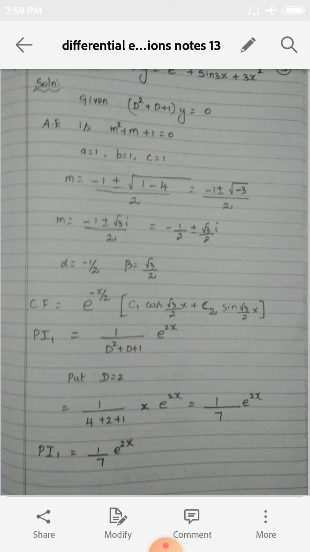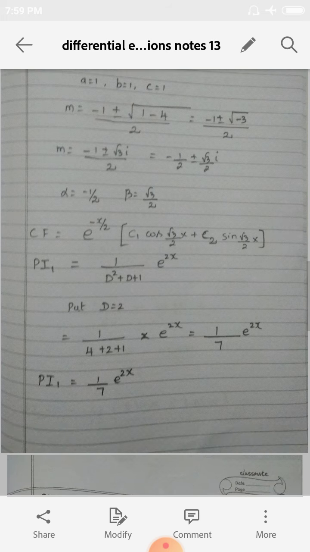So you have to substitute d is equal to 2. So we get 1 by 4 plus 2 plus 1 into e power 2x, which is nothing but 1 by 7 into e power 2x. Suppose the case is failure, what do we have to do? Multiply x with the numerator and differentiate the denominator. Again apply d is equal to 2.